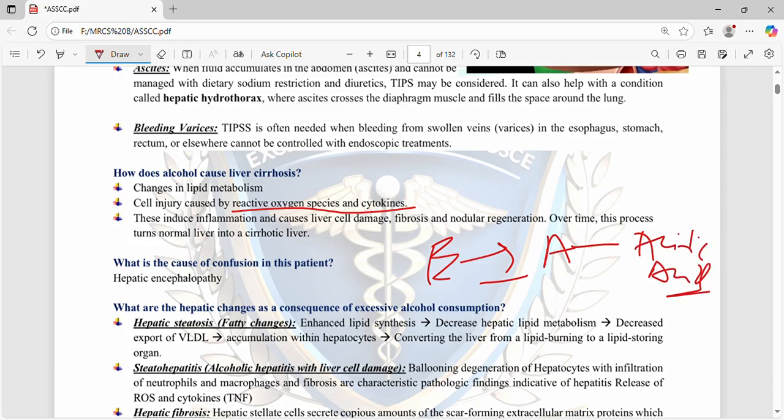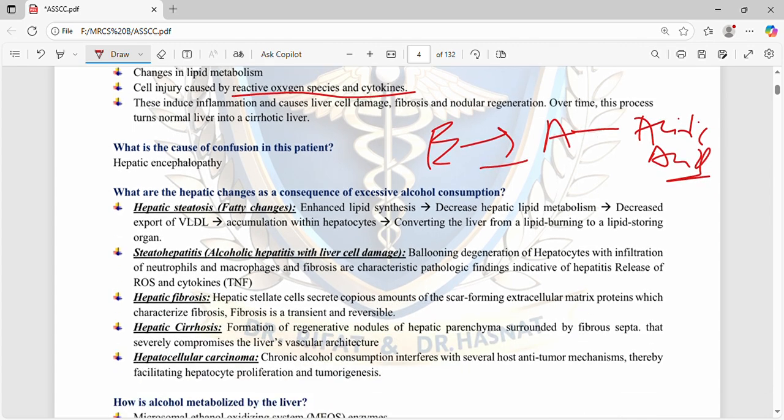So this is simple. What are the hepatic changes as a consequence of excessive alcohol consumption? Hepatic steatosis, fatty changes: enhanced lipid synthesis, as I said, decreased hepatic lipid metabolism, decreased export of very low density lipoproteins, and accumulation within the hepatocytes, converting the liver from a lipid burning to a lipid storing organ.